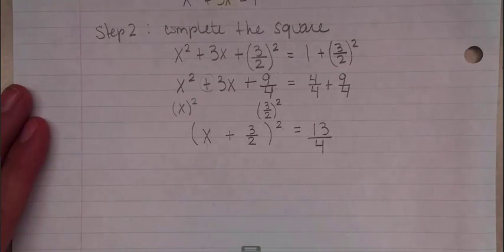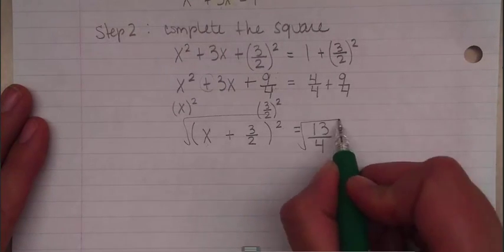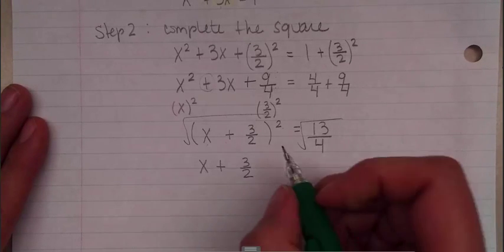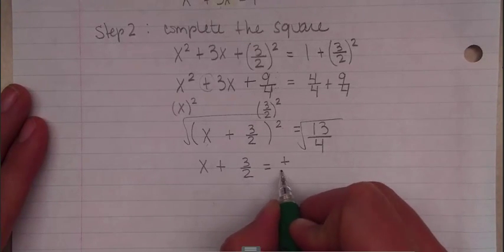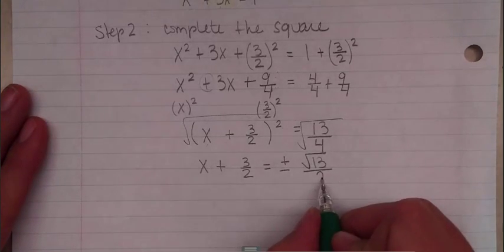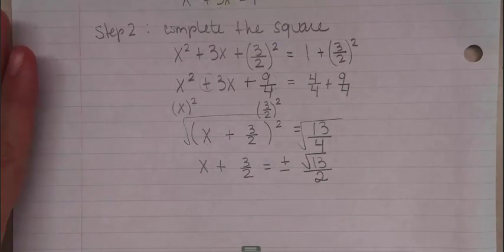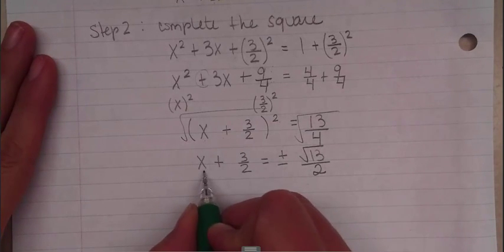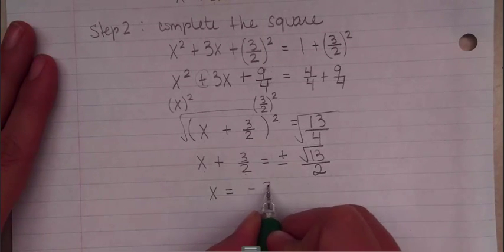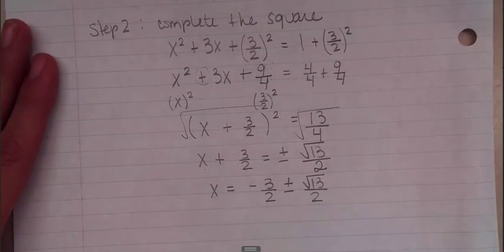And I want to get x by itself. I want to solve this. All right, so very easily I'm just going to square root both sides. So I'm going to have now x plus 3 halves equaling positive or negative square root of 13, and the square root of 4 is 2. Okay, so now I'm going to solve for x, so I need to subtract 3 halves from both sides. So I get negative 3 halves plus or minus root 13 over 2.